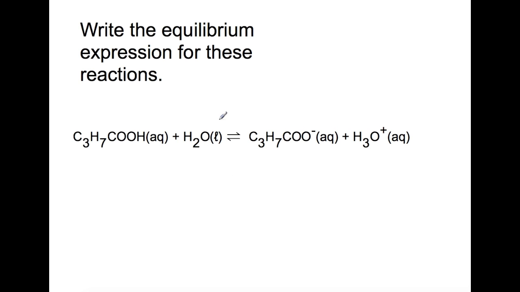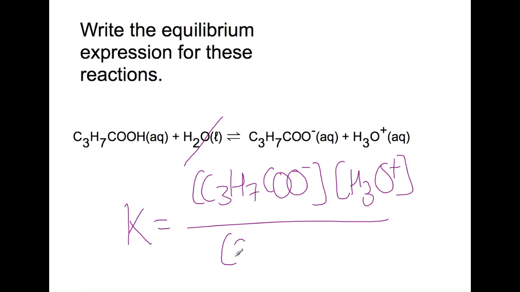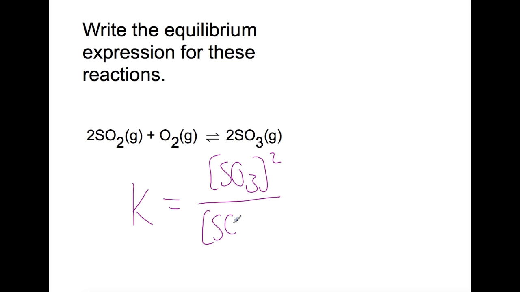So for the first reaction, we have a liquid here, so we're going to ignore that and just write our K for everything else, always taking care to have the products divided by the reactants. Looking at the second example, all of these are gases, so we don't need to remove anything here. So we'll have SO3 raised to the power of 2, SO2 raised to the power of 2, and then just oxygen.